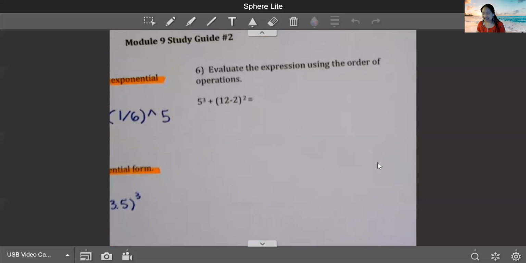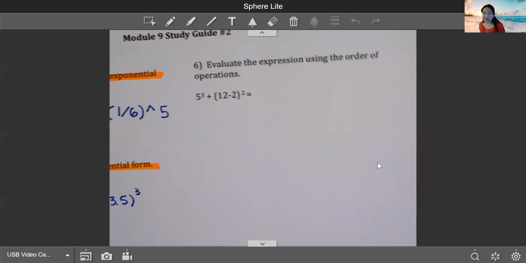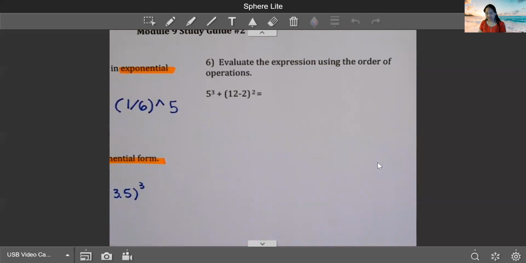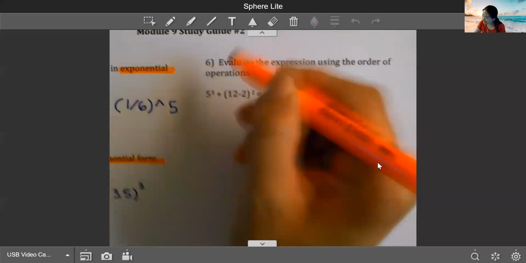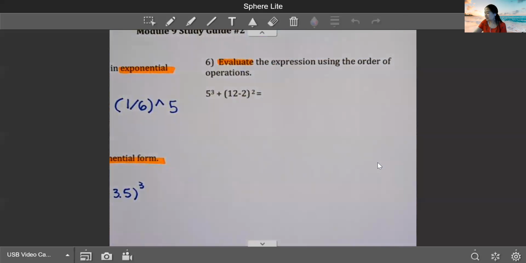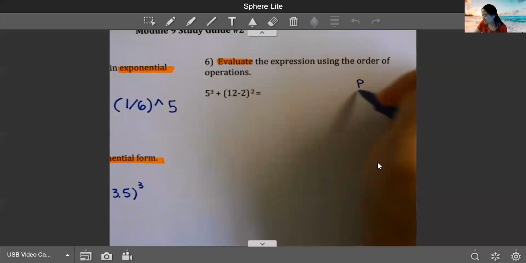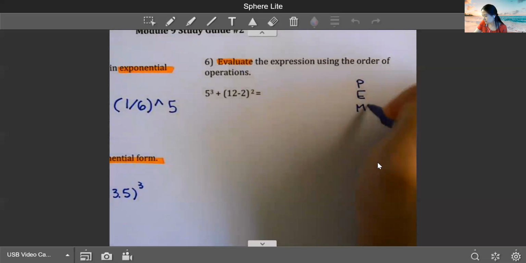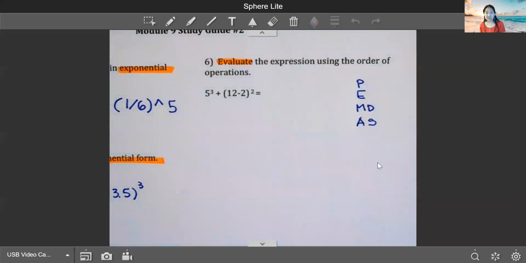Okay. Starting from number 6, our order of operations problems. So it says evaluate the expression using the order of operations. And evaluate is another word for solve or simplify. So you just solve it, okay? I'm going to write PEMDAS: parentheses, exponents, multiply or divide from left to right, add and subtract from left to right.